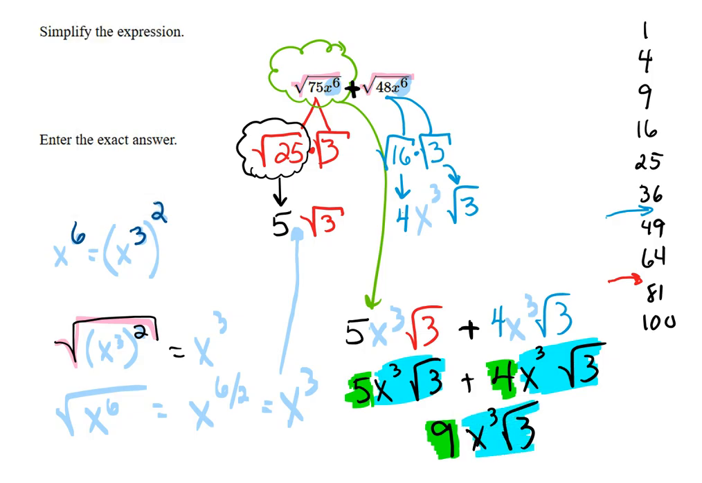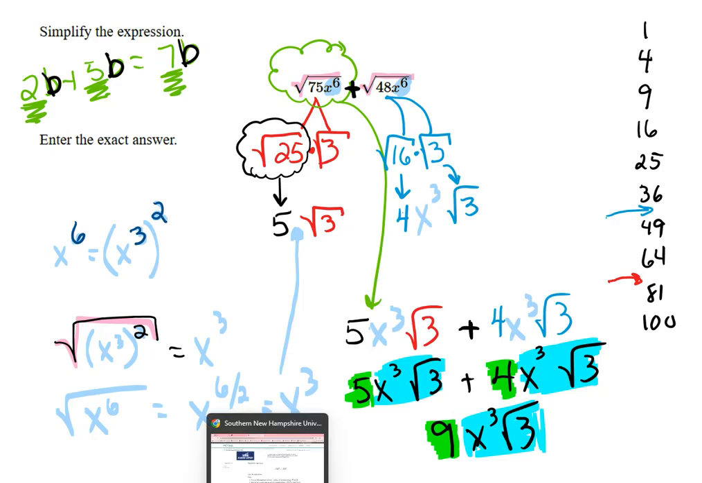It's like saying, this is no different than when you would take a problem like 2b plus 5b, that's 7b. You add the 2 and the 5 to get the 7, and then the b here matches the b there, and that's just how many b's you have altogether. So I have 9x cubed square roots of 3.